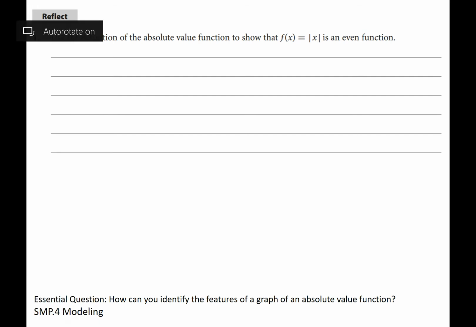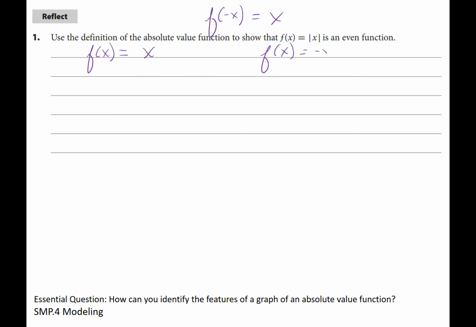Okay. So this one, I'm not going to do exactly what the book does. It says to reflect here, we're supposed to use the definition of absolute value function to show that it's an even function. Well, to show that it's an even function, we need to show that f of negative x ends up equaling f of x. That's the definition of an even function. But back in the Explore, we talked about that we can define that as a piecewise function. So really, we have that f of x equals x, and f of x equals negative x.